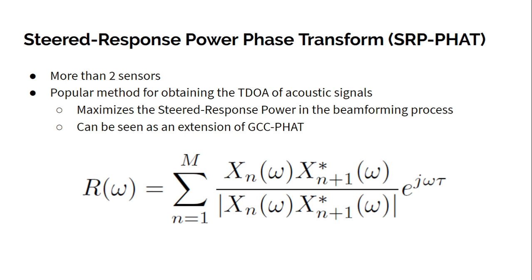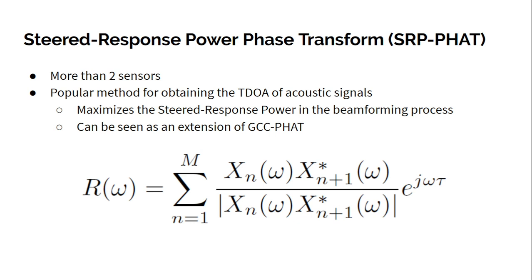Thanks. All right. So we're just going to apply the GCC-PHAT for each pair of sensors. We're going to sum that up, and in each of these sums, we're going to multiply it by an exponential of j omega tau. This tau here is actually the time that it takes for the signal to travel to the other sensor. So we need some information about the speed of propagation and the distance between the sensors.